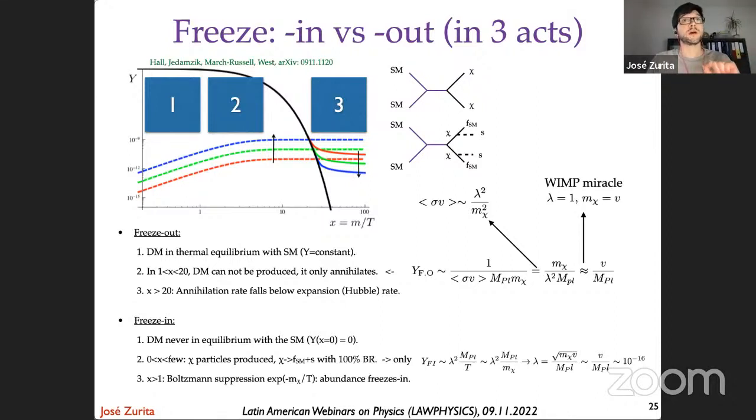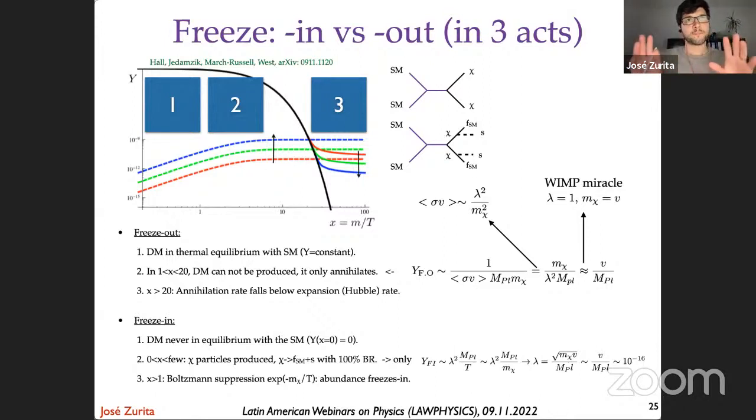When things cool down, and assuming for simplicity that dark matter is heavier than the standard model particles, at some point the standard model particles don't have enough energy to produce the dark matter. Temperature is energy. So that's it, you stop the production. And this is how you get the black line. This is a very simplified picture, but I hope it works.